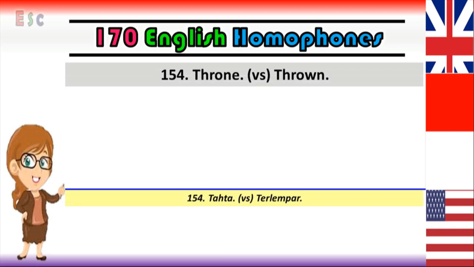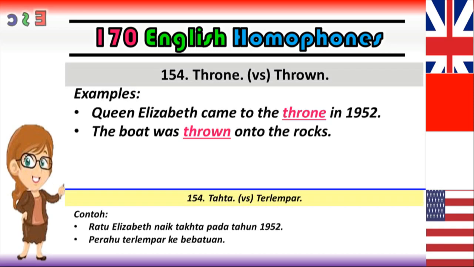154. Throne versus thrown. Examples. Queen Elizabeth came to the throne in 1952. The boat was thrown onto the rocks.